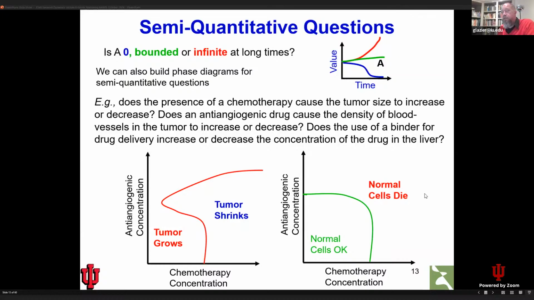The problem is that if I give too much of that cytotoxic, the normal cells are going to start dying too, because it's toxic to normal cells as well as to cancer cells, just a little bit more toxic to cancer cells.